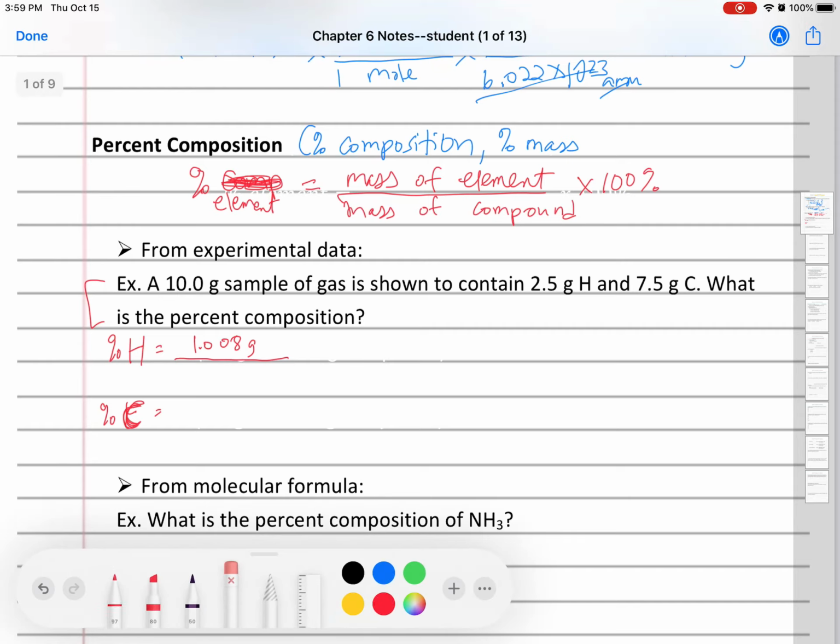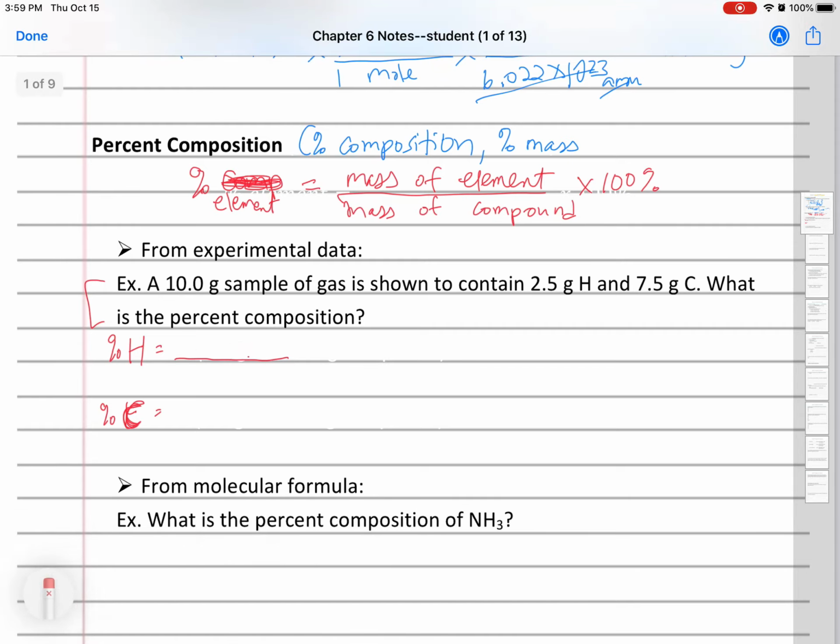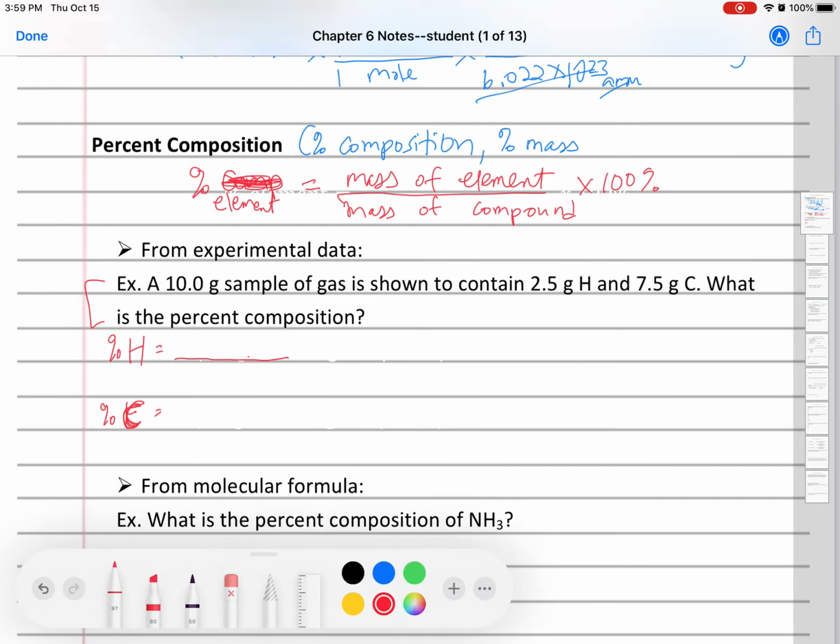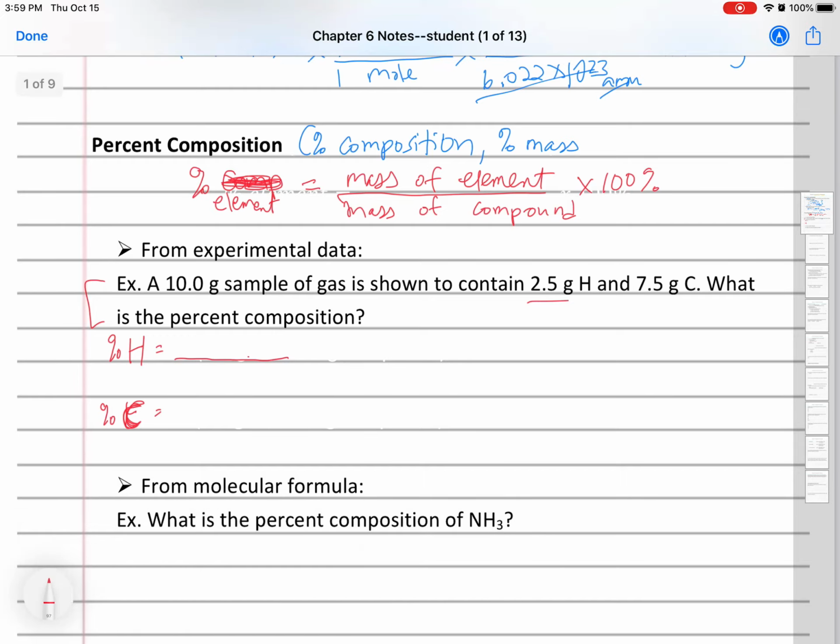Spacing out here. Let's erase that. The mass of hydrogen in this experiment is 2.5 grams, and the mass of the compound, the total sample, is 10.0 grams. Multiply all that by 100%, and we get 25% hydrogen.